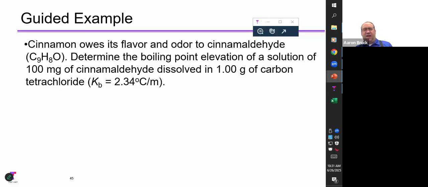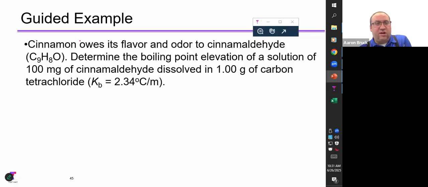So let's take a look at a couple of example calculations that you could do. First one, we're looking at cinnamon and cinnamaldehyde. The primary flavor component in cinnamon is a compound known as cinnamaldehyde. What we want to do is determine the boiling point elevation of a solution of 100 milligrams of cinnamaldehyde that's dissolved in 1 gram of carbon tetrachloride.